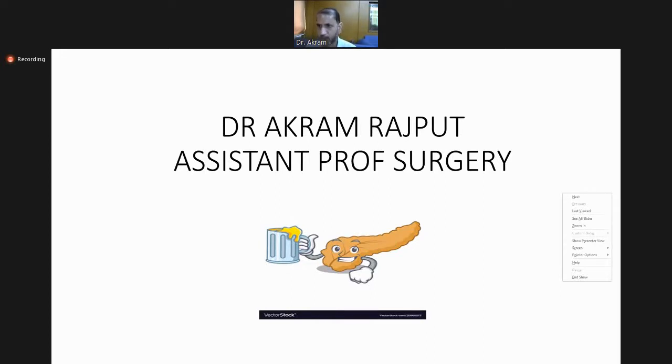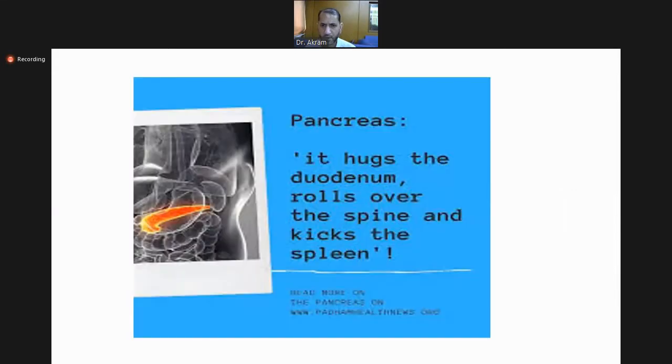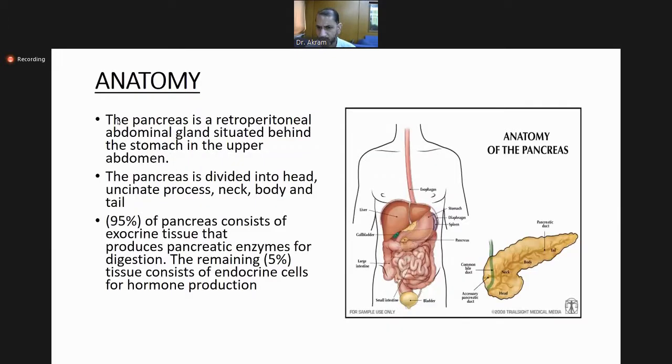Pancreas is a retroperitoneal organ. It occupies the abdomen, starting from the epigastrium and ending in the left hypochondrium. 90% of the pancreas is exocrine, and 5% is endocrine.